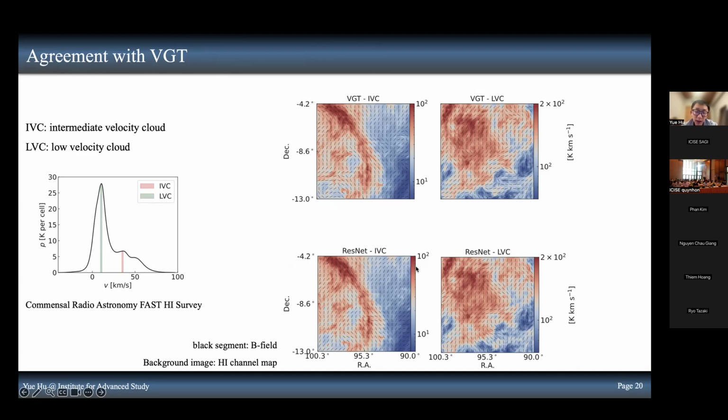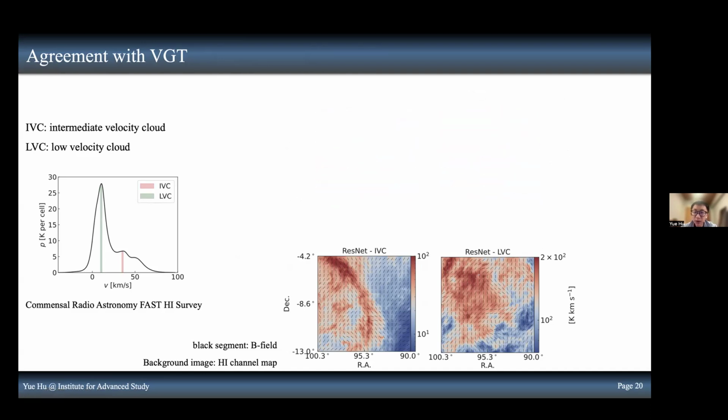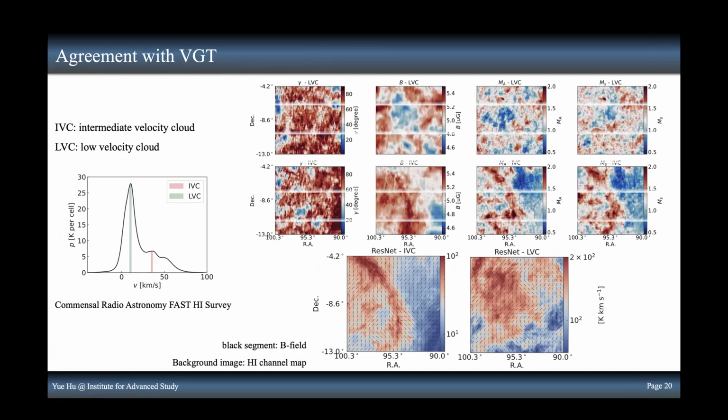We can see that the machine learning prediction in the bottom panel has very good agreement with the velocity gradient measurement. But of course, the machine learning approach can do more and can do the job better. We can also predict the inclination angle distribution, the magnetic strength, the alpha Mach number, and the sonic Mach number.